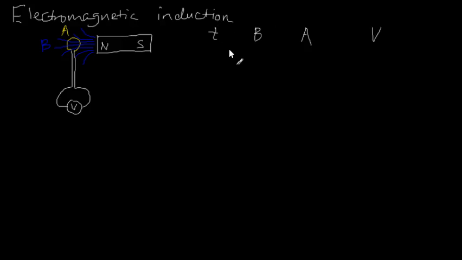Okay, and suppose that I'm just going to put in some units for this. Let's say time is in seconds. Magnetic flux density is in Tesla. Now the area, for now I'm just going to use centimeters squared. And the voltage is just in volts.